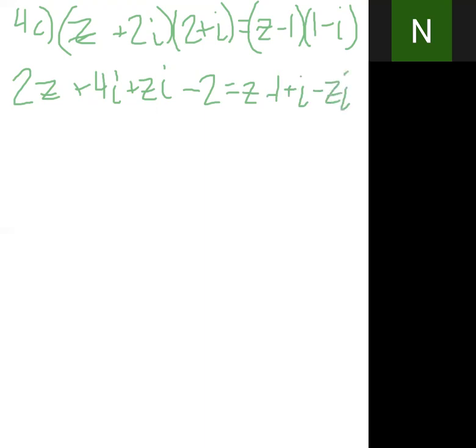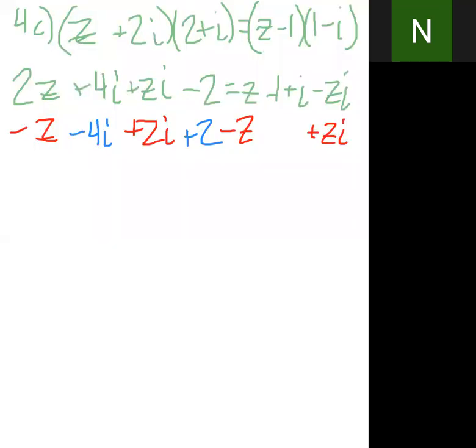And so since I know that I'm solving for z, I'm going to get all of my z terms to one side of the equation. So I'm going to move everything with a z to the left. So when I subtract, I'll subtract z, and I will add zi to both sides. So that's the first step. And I will also be moving everything that doesn't have a z to the other side. So we have minus 4i, and we have plus 2 to both sides.